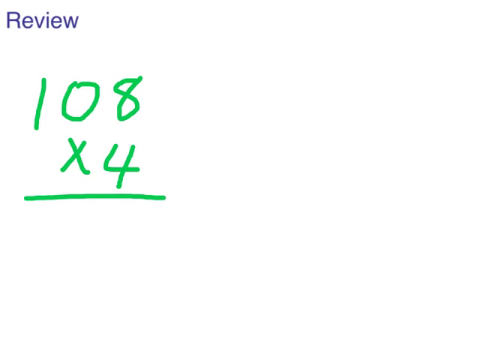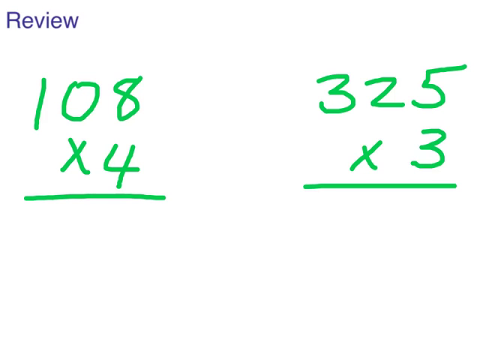So for a review, I'm going to give you 2 multiplication questions to try. We're not going to do them together here. You're going to do them on your own, and then you're going to check with your teacher if you got the right answer. And that is the green light that you will need to move on to the practice section of this lesson. So first try 108 times 4, and then try 325 times 3. Once you have your answers, check with your teacher if you are correct.